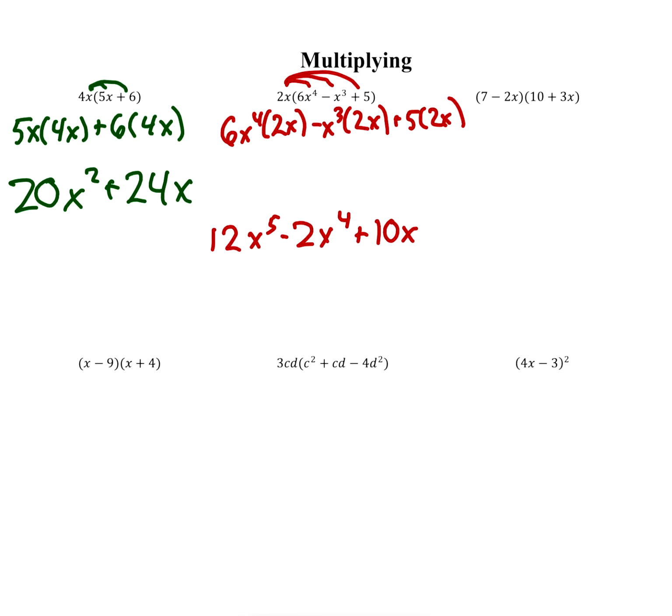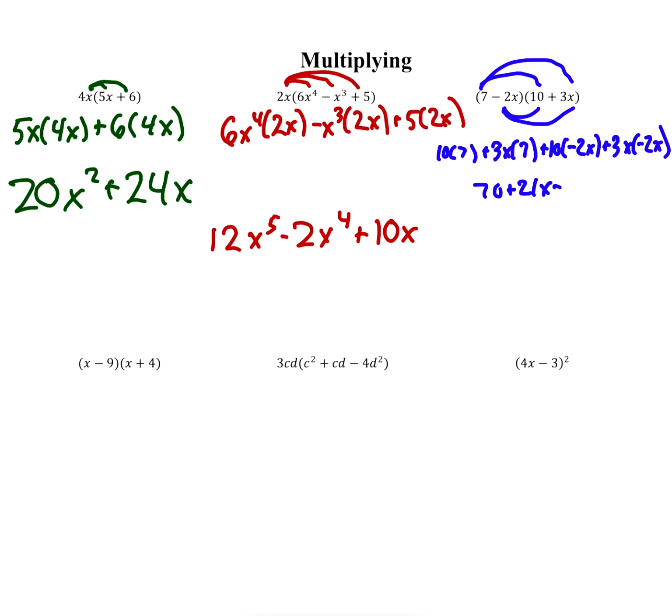And that third one, we need to double distribute here. We have a binomial times a binomial, so 7 needs to get multiplied by 10 and 3x, and then negative 2x needs to get multiplied by 10 and 3x. So you want to make sure you do 10 times 7 plus 3x times 7, and then make sure you also multiply that negative 2x, so that'd be plus 10 times negative 2x plus 3x times negative 2x. And multiply them, you get 70 plus 21x minus 20x minus 6x squared.